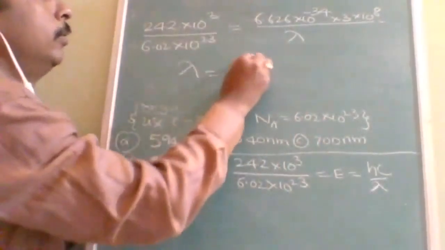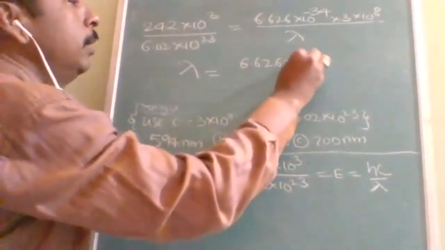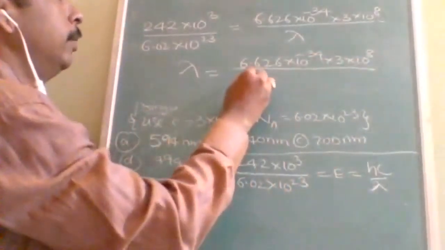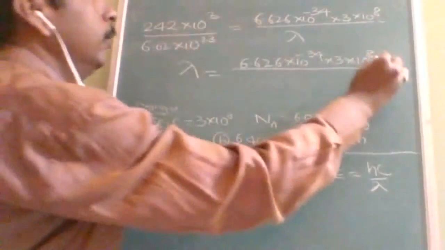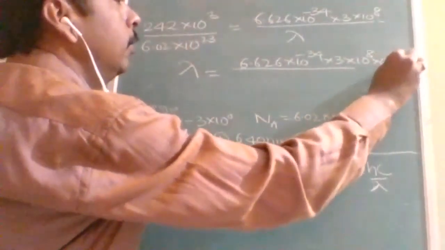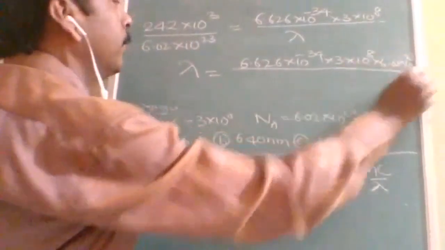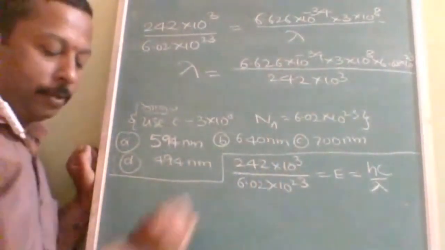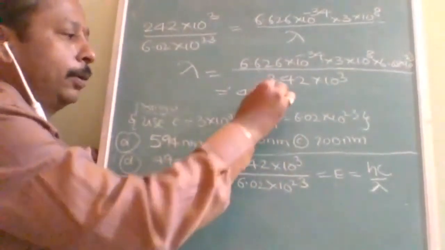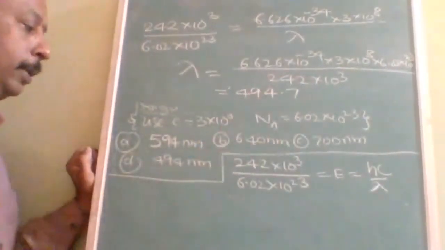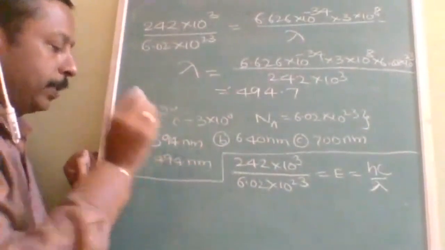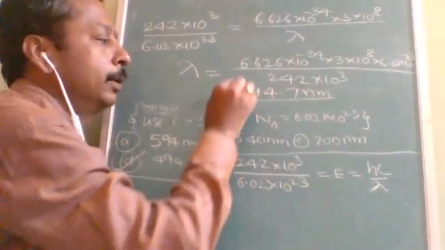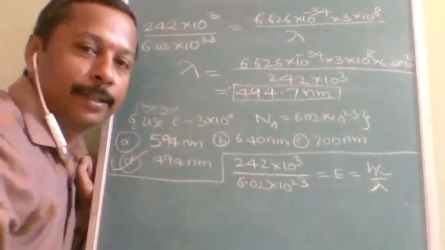So lambda is equal to 6.626 into 10 to the power of minus 34 into 3 into 10 to the power of 8, divided by, sorry, this also will be into only, 6.02 into 10 to the power of 23, divided by 242 into 10 to the power of 3. I have solved on my own, so I got 494.7 something. So the nearby option is this one, so option D is correct. And they are in nanometer. Which meter? Nanometer. Is it understood?